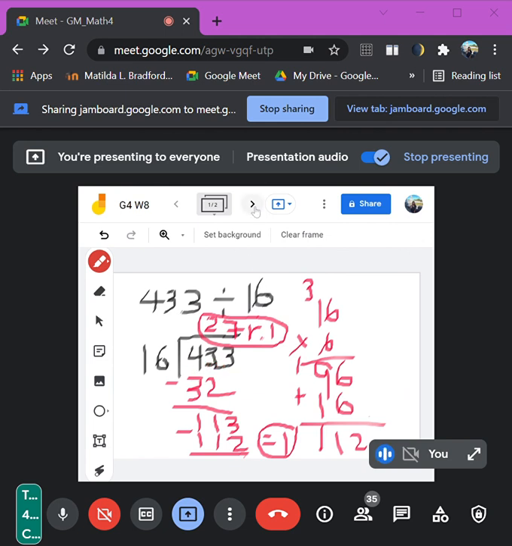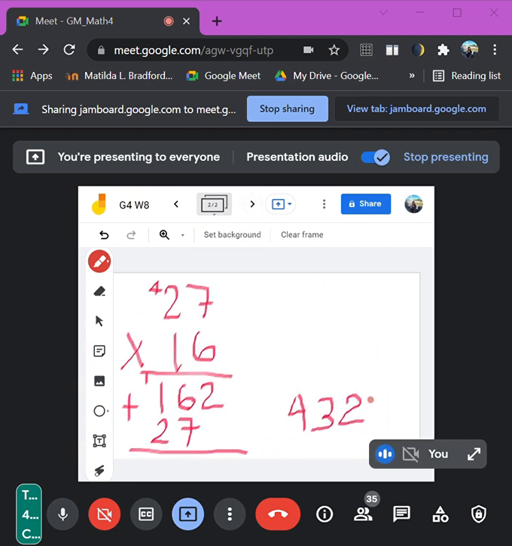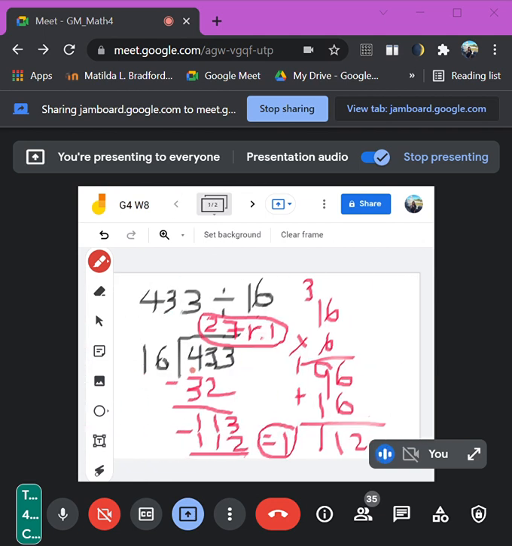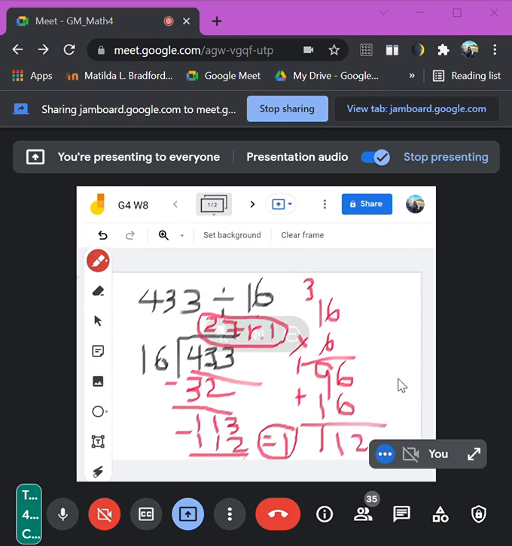So what do we do? Don't we have a remainder of 1? You add that remainder. So 432 plus 1, that is 433. The dividend came out. So that means to say that 27 remainder 1 is our correct answer.